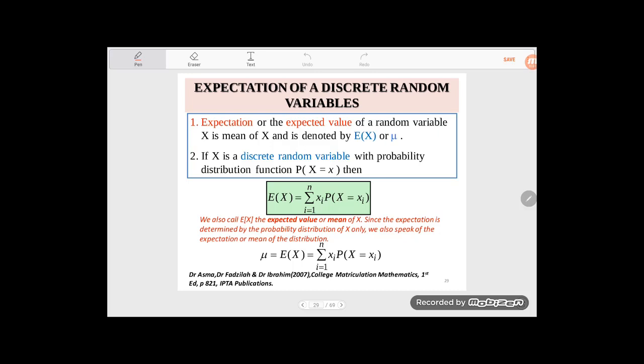So expectation or the expected value of a random variable X is the mean of X and is denoted by E(X) or mu. If X is a discrete random variable with probability distribution function P(x), then the expectation of X is equal to the summation of x times the probability of x. So this is the formula that we have to memorize for expectation for discrete random variables.